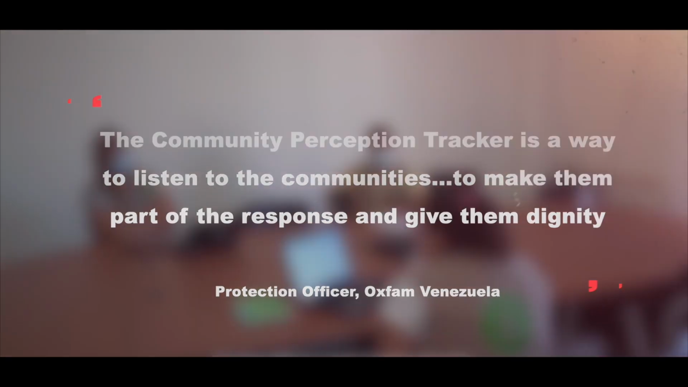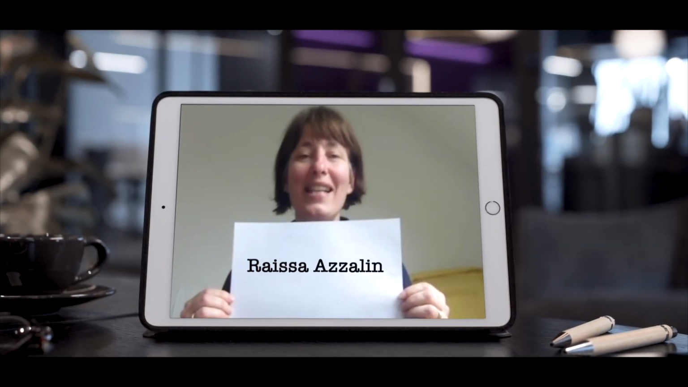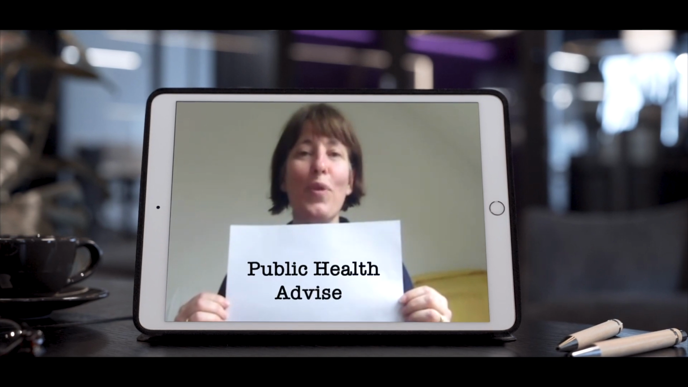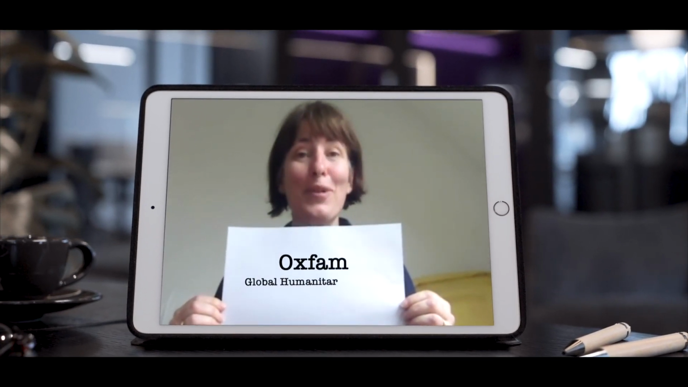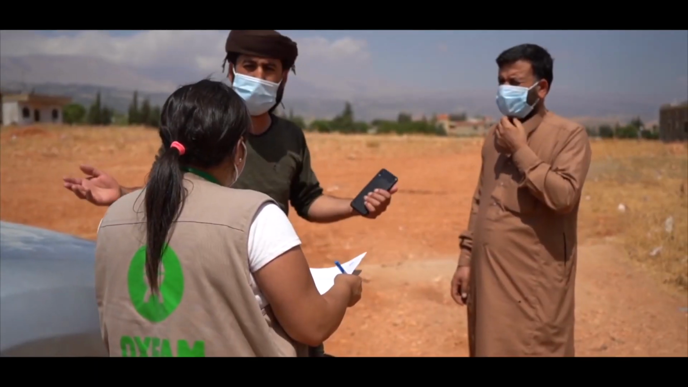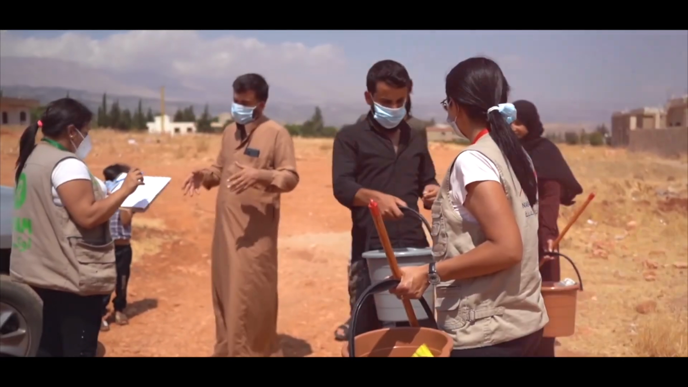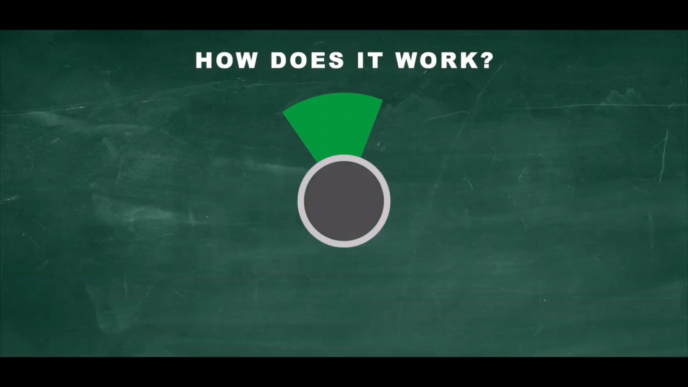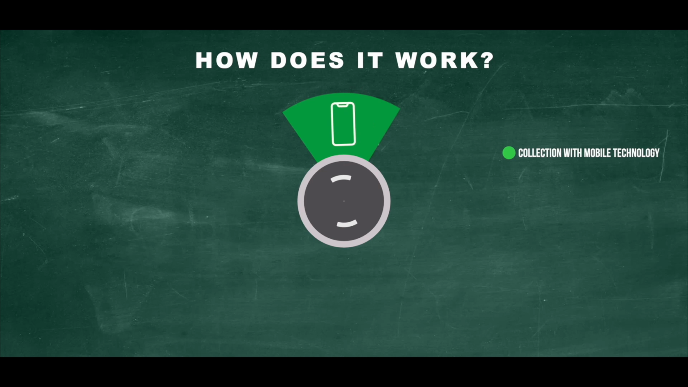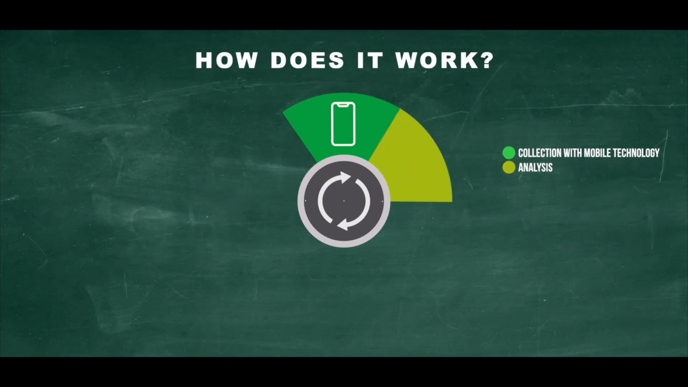How does it work? Hi, my name is Raissa Azzalini. I'm a public health advisor for the Global Humanitarian team in Oxfam. Basically, it's supporting staff and partners' teams while they are conducting their normal activities, and using a mobile phone to capture perception and perspective from communities on that specific outbreak. Uploading into a system that will help us analyze the data.